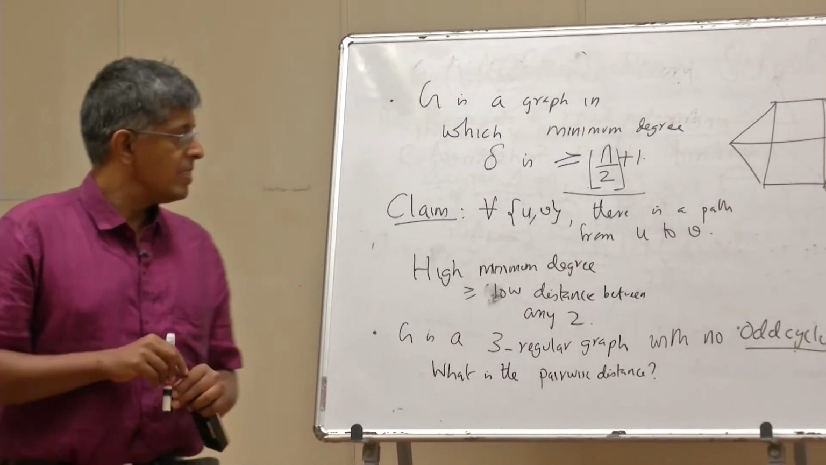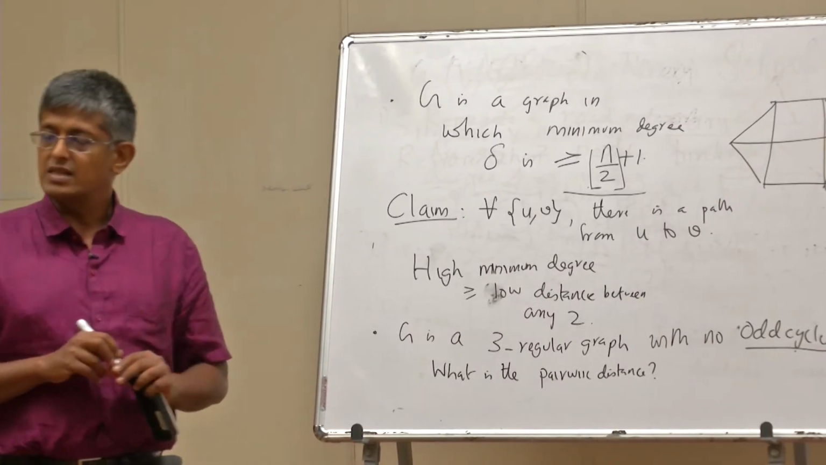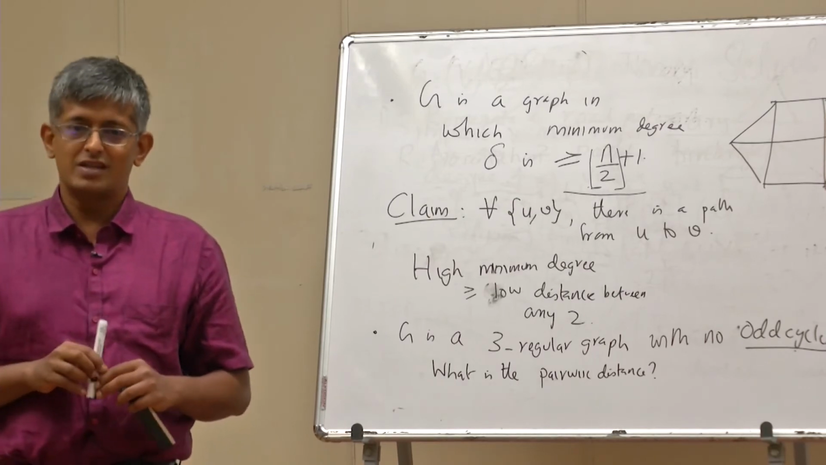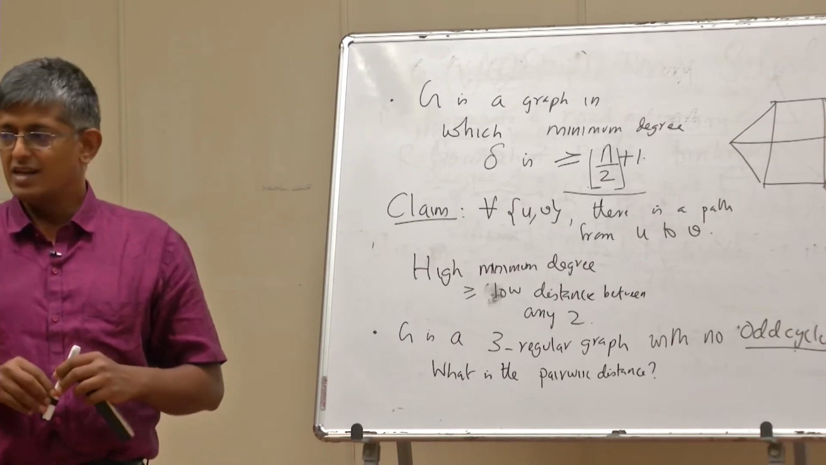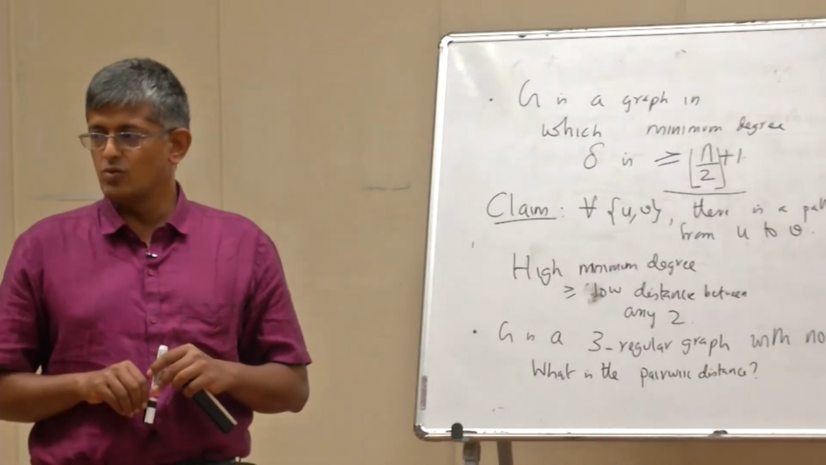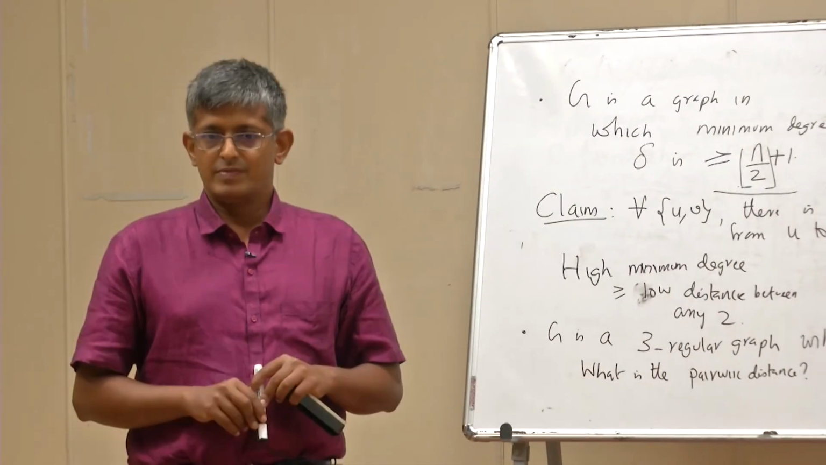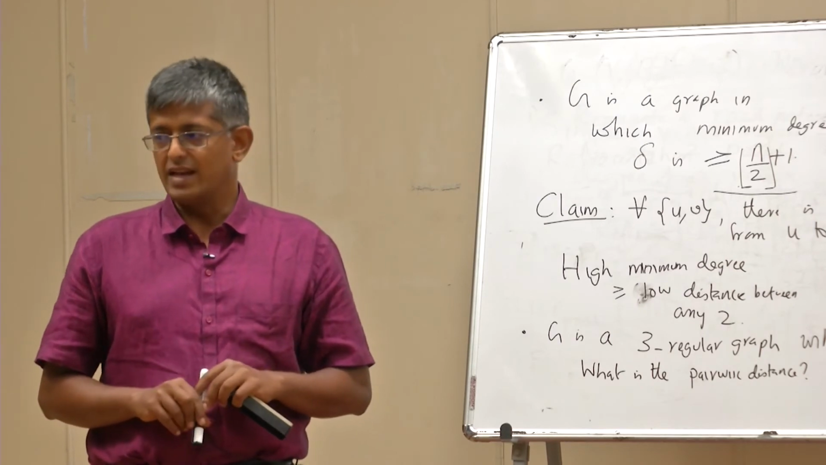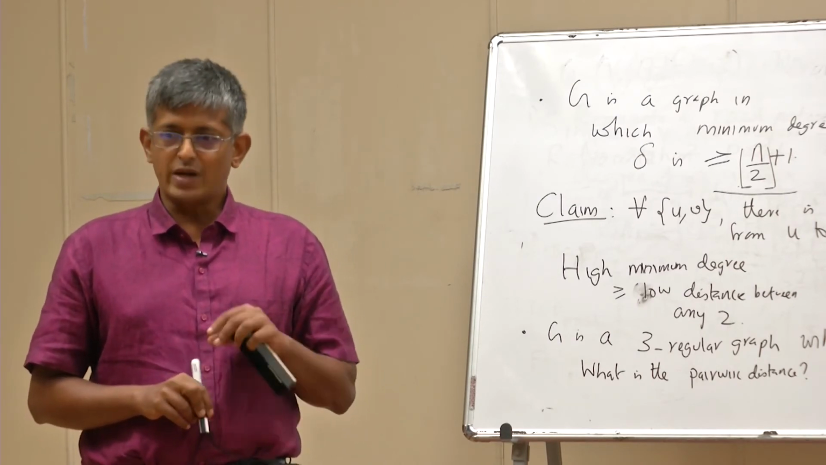I'm going to show you that the diameter is, any guesses for the distance between any pair? Do you think it is n by 3, or n by 4, or n by 2, or what do you think it is? Okay, the answer is log n, right? And I'm going to show you why it is log n.